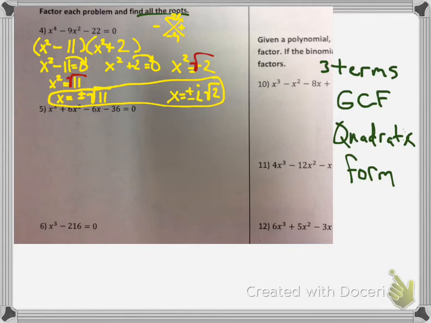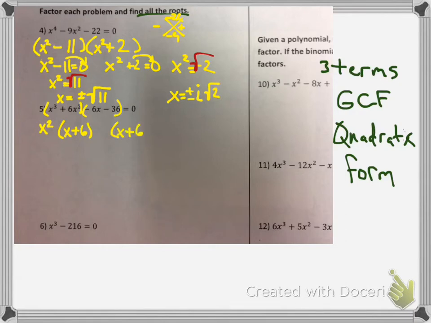Okay, now the next one after that is factor by grouping. You put them together like that. Here I can take out an x squared, and I'm left with x plus 6. Repeat and write x plus 6. And then I've got to say, if I say negative 36 divided by 6, I would get negative 6. So now I've got x plus 6, and I've got x squared minus 6, and that's equal to 0.